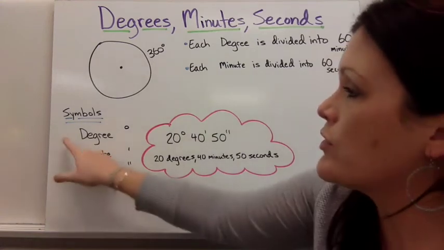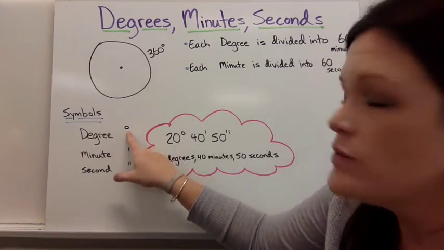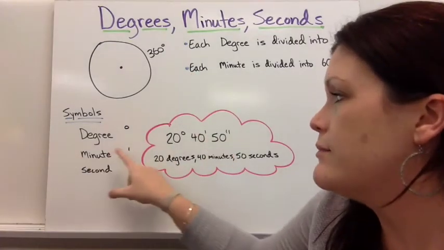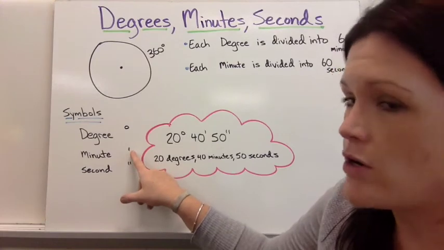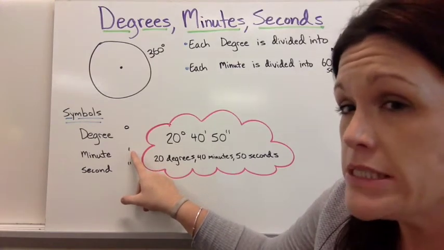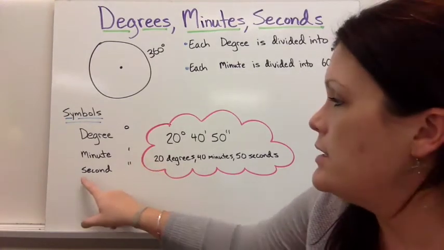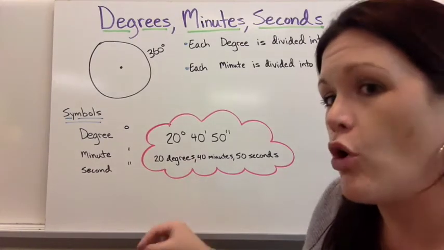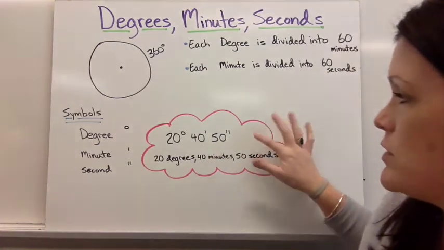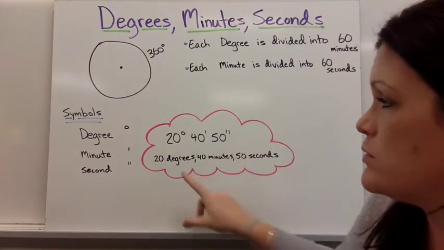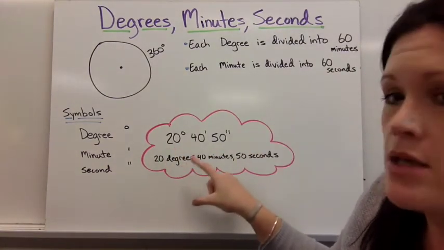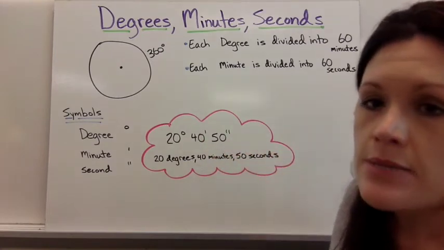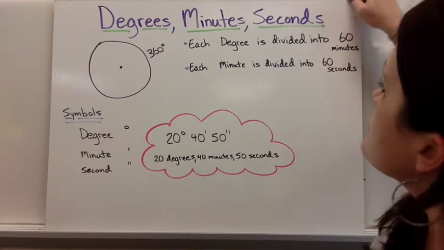And so the symbol for degree is the one you're more used to, the little dot that goes up in the air like an exponent. The minute symbol looks like when we write down our height and we put feet and inches, it looks like a feet symbol. And then the second symbol looks like the inches. So if I'm 6 feet 2 inches tall, it kind of looks like that symbol. So I wrote an example right here to show you. This would be spoken 20 degrees, 40 minutes, and 50 seconds. So let's look at some examples of converting these.